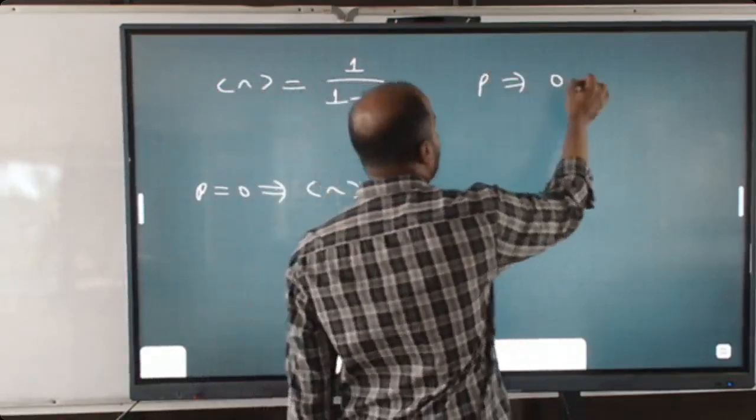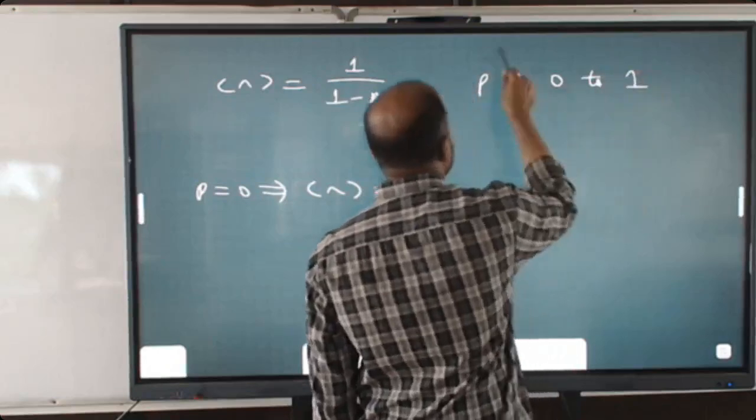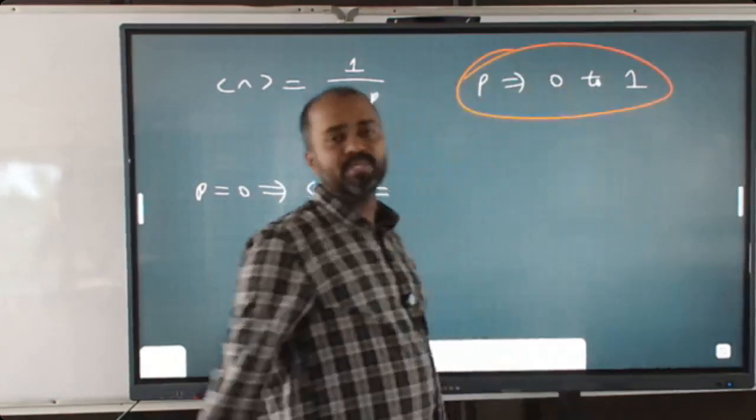p will always be between 0 and 1. The value of a fraction will always be between 0 and 1.